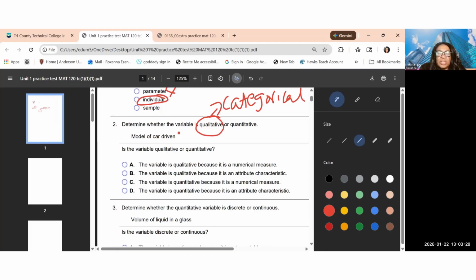An example is hair color: green, yellow, black, orange. So these colors, if I add green plus yellow plus orange, I won't be able to add it. So that is called a qualitative variable. That kind of variable is called qualitative. Okay, arithmetic doesn't make sense. Or even if it has numbers.